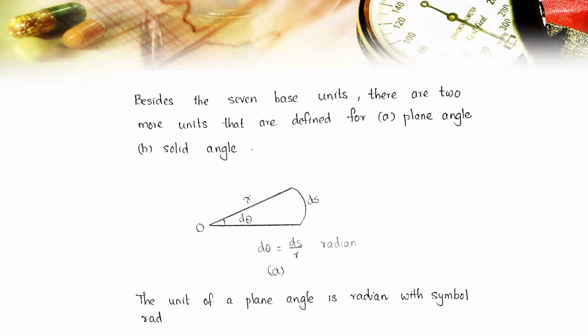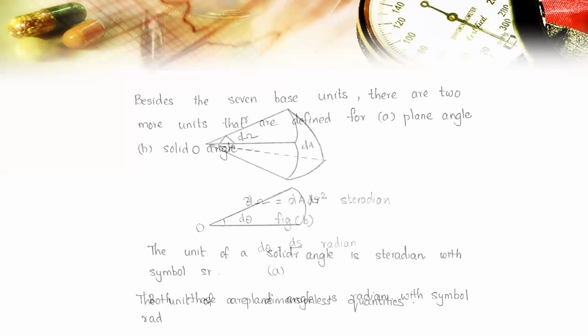Then the angle d theta is equal to arc by radius, that is d theta is equal to ds by r, and it is measured in radians. The unit for a plane angle is radian, and the symbol for it is rad.